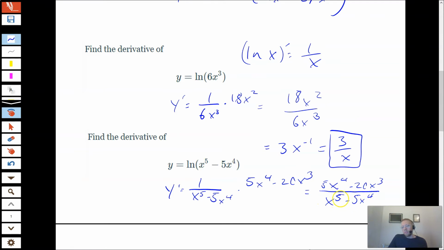Notice I could simplify this a little bit. I might pull out an x to the third on top and an x to the fourth on the bottom, and then look for common factors. But it's fine to just leave it alone. For the purposes of this assignment, we're just practicing the derivative rule. Okay, so that'll get you through the first part of the assignment, and then we'll come back to some of the trickier ones here in a second.